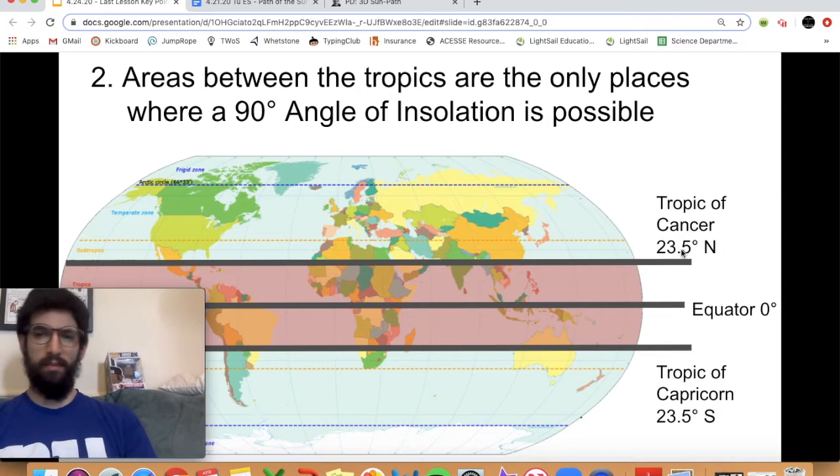Also, that number, 23.5 degrees, should sound familiar. Do you remember what else? Where else have we seen that measurement, 23.5 degrees? Yeah, that is also the measurement of the tilt of Earth's axis. It is not a coincidence that our tropics and the tilt of Earth's axis are the same measurement.